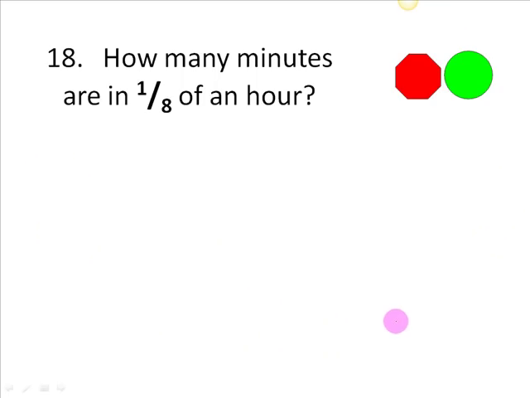All right, how many minutes are in 1/8 of an hour? Click on the stop sign. Okay, let's see how you did. Well, there are 60 minutes in an hour, and we're going to multiply that times 1/8. And we can put 60 over 1 just to make it a fraction. Now we're multiplying 60 minutes in an hour, so we have 60 divided by 8.